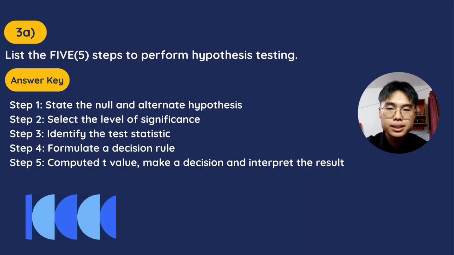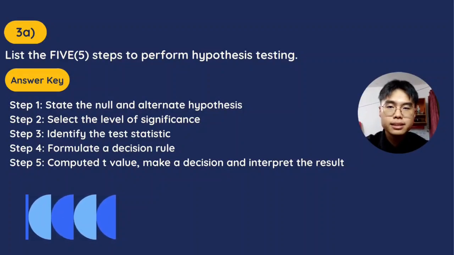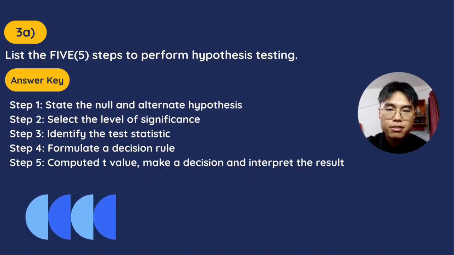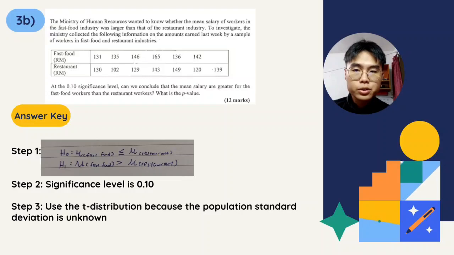Now I'm going to discuss 3A, which is to list the 5 steps to perform the hypothesis testing. The answer is step 1, set a null and alternate hypothesis, which is H0 and H1. Step 2, select the level of significance. Step 3, identify the statistic. Step 4, formulate a decision rule. Step 5, compute the t-value, make a decision, and interpret the result. Now I'm going to 3B.